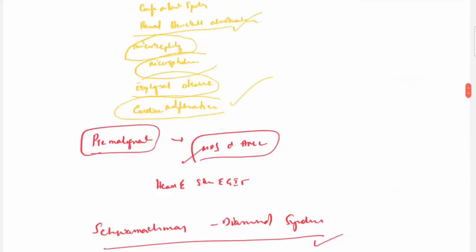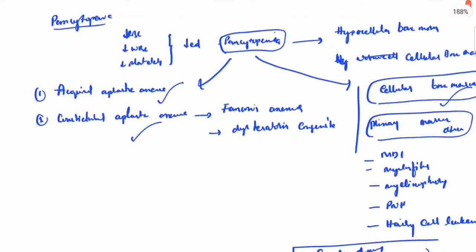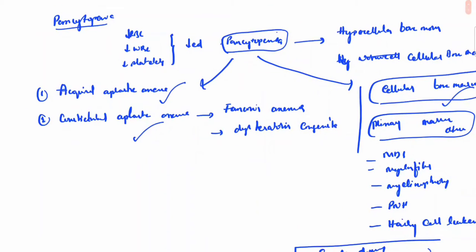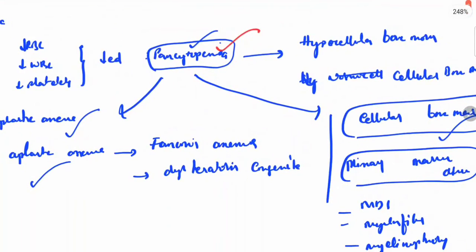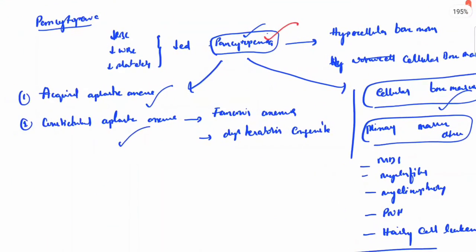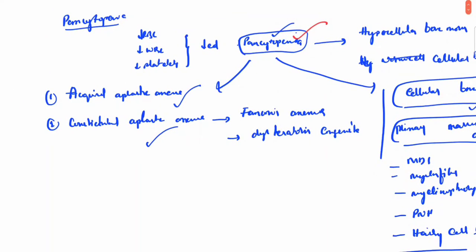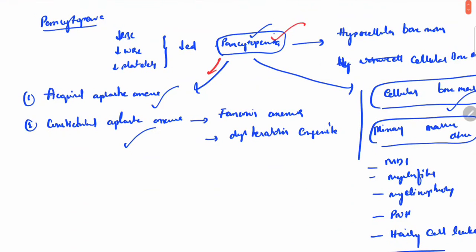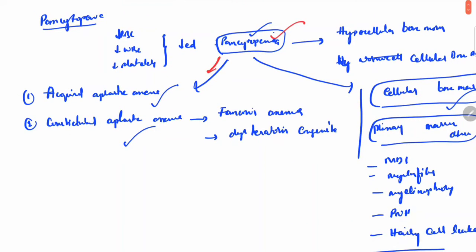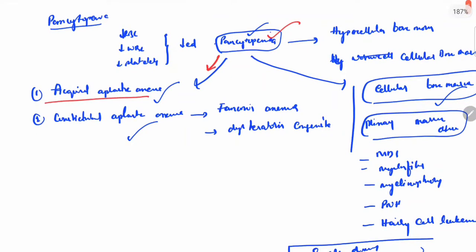So let's summarize pancytopenia. When do you say pancytopenia? When there is decreased RBC, WBC and platelet count, it is called pancytopenia. Pancytopenia can be with hypocellular bone marrow or with cellular bone marrow. When the pancytopenia is with hypocellular bone marrow, we consider it as aplastic anemia. It may be acquired aplastic anemia, or it may be congenital, inherited, or constitutional aplastic anemia.